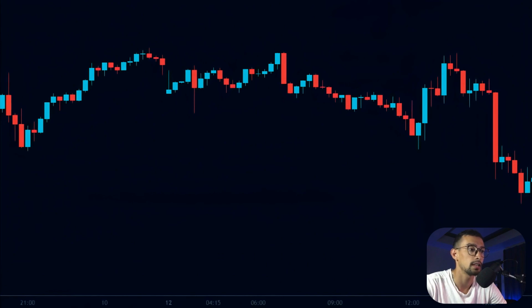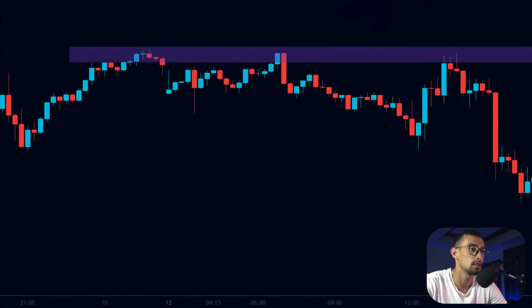Let's look at a sell trade. Here we see that the price faced resistance at this level 2 times. So we could confirm that the resistance level was strong. Therefore, when the price came near the resistance level for the 3rd time, we expect the price to find resistance. And that's exactly what happens. We see that the price forms a pin bar candle right at the resistance level.